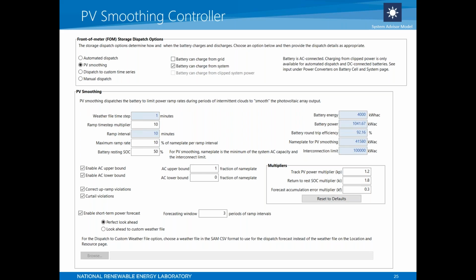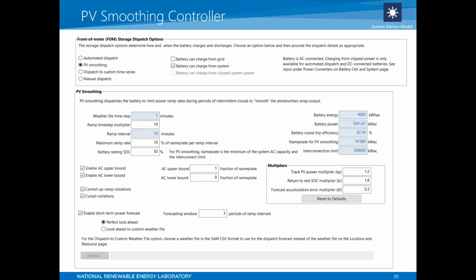And so, for example, we're pulling the weather file time step from the location and resource page, and this algorithm needs to be run with short time steps. The ramp interval has to be less than 30 minutes. So we're specifying here the ramp time step multiplier in order to specify the ramp interval. The maximum ramp rate is something that you would find from a market operator's agreement. The battery resting state of charge is a control parameter that we discussed previously.